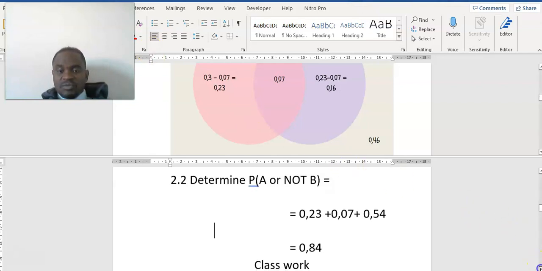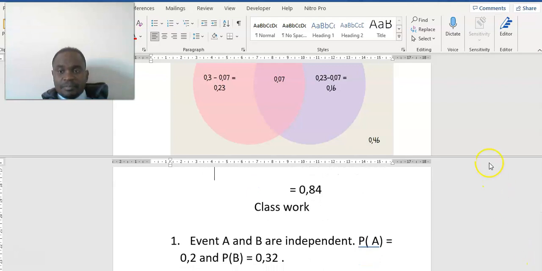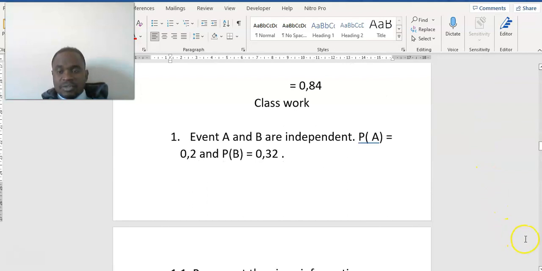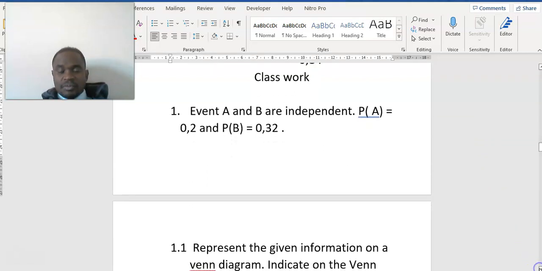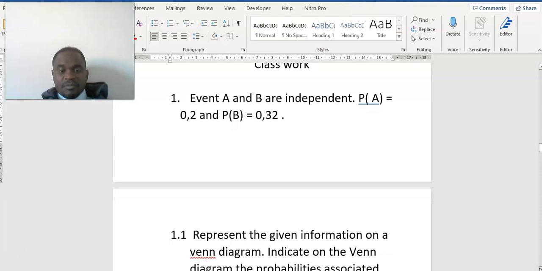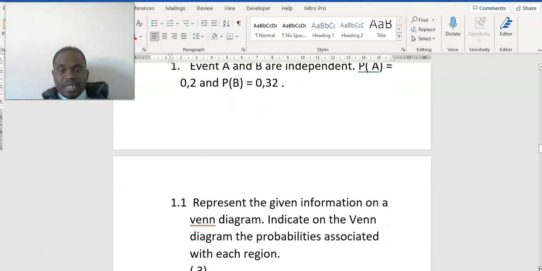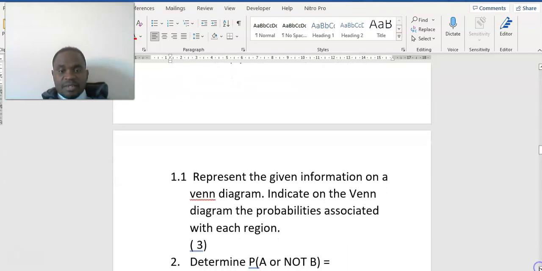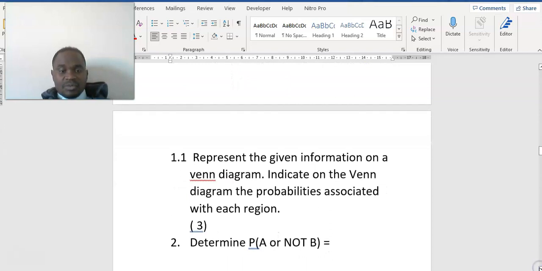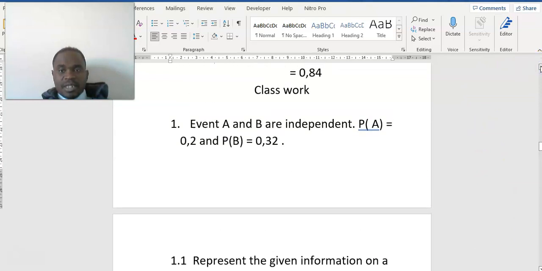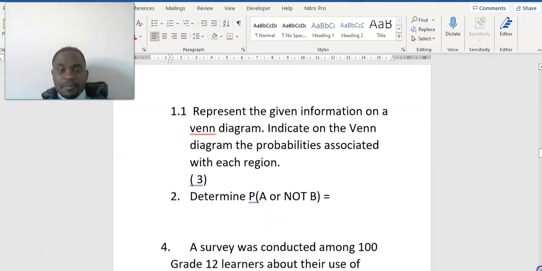Then you are going to do this one for me as your classwork. Also as classwork. That's your classwork. I hope you have paused the video. Independent events. Represent the given information on the Venn diagram, similar to that one. Determine A but not B. Alright. The values have just changed. I want you to practice that and let's see. You do that for me.